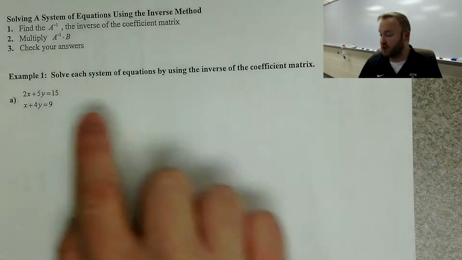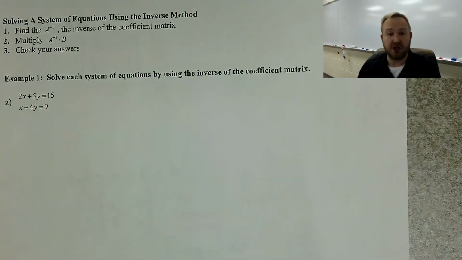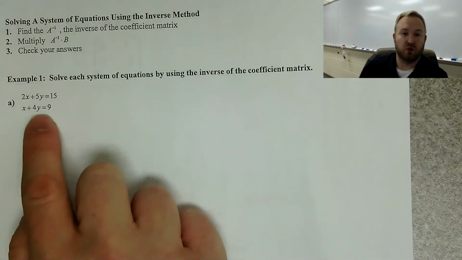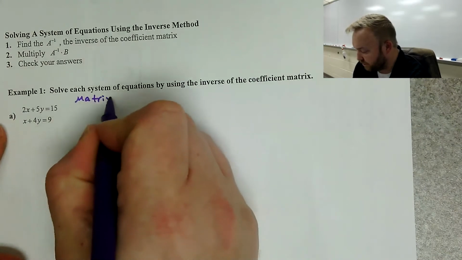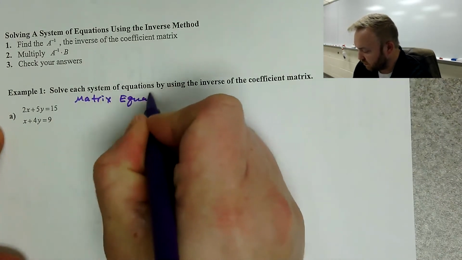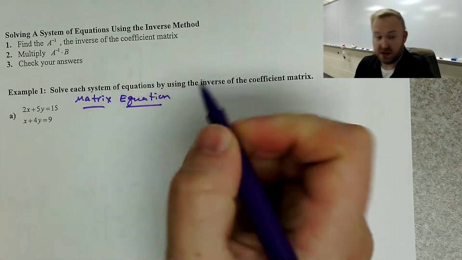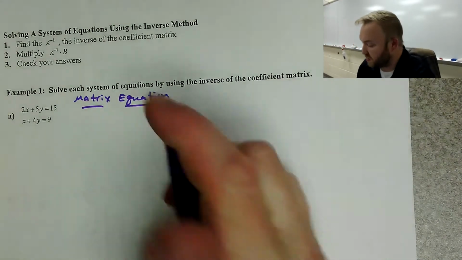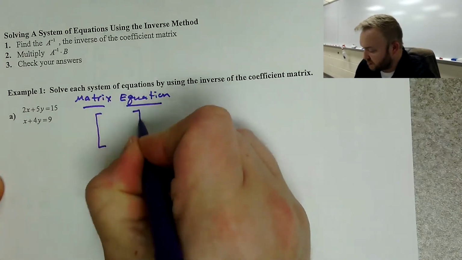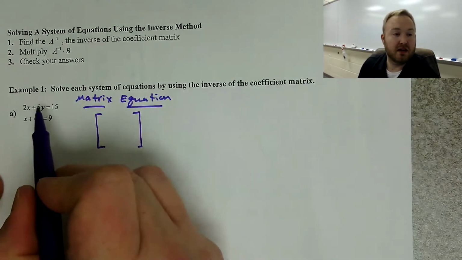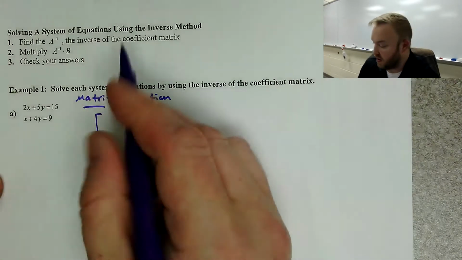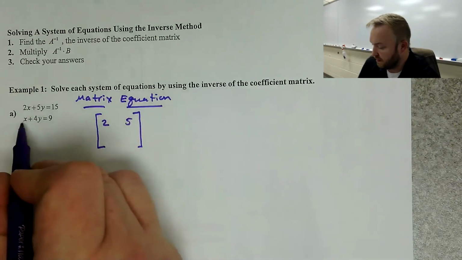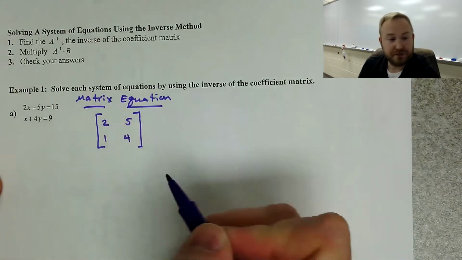So what I'm going to do first here is write an equation that involves matrices, and this equation is going to represent this system. So we call this a matrix equation. We're going to write a matrix equation to represent this system, and it's real simple. The first matrix in my matrix equation is simply going to consist of the coefficients of x and y. So in the first equation, that's 2 and 5. In the second equation, that's 1 and 4.